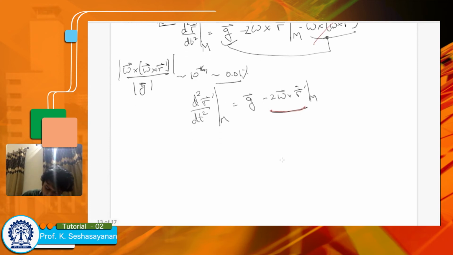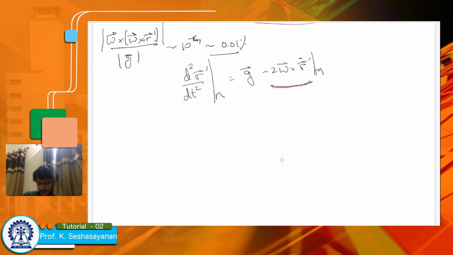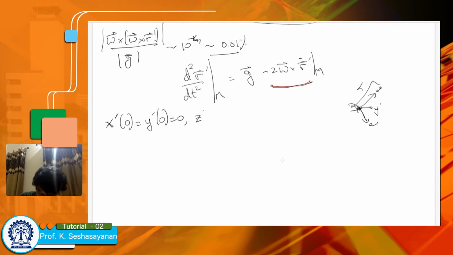So now we can go ahead and solve this equation. Before solving this second order equation in time, it's good to take the boundary conditions. So let's take x prime of 0, y prime of 0 equal to 0. For the person who's observing, the mass is just falling from a height h above him or her, and x prime and y prime are 0 initially. So at t equal to 0, x prime is equal to 0, y prime is also 0, and z prime of 0 is equal to h.